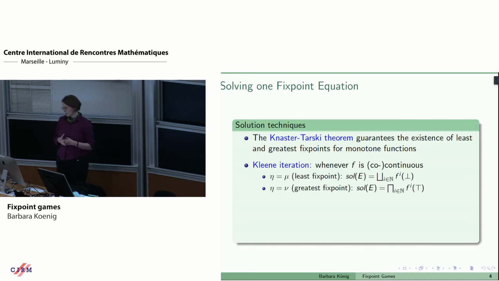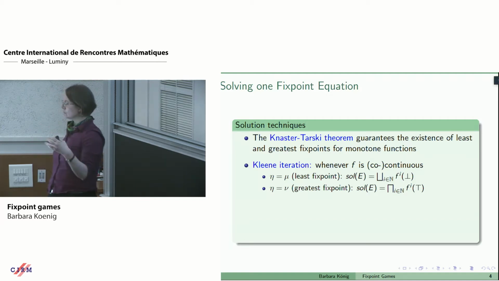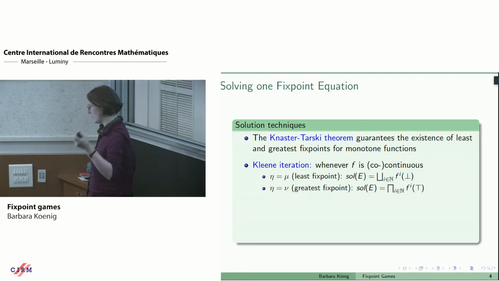Then how do you compute the least or greatest fixed point? So whenever you happen to have a continuous function for the least fixed point or a co-continuous function for the greatest fixed point, you just do the following. You compute the solution by Kleene iteration. So you have this directed chain starting from the bottom element. You do the fixed point iteration. You take the sup. You have the least fixed point.